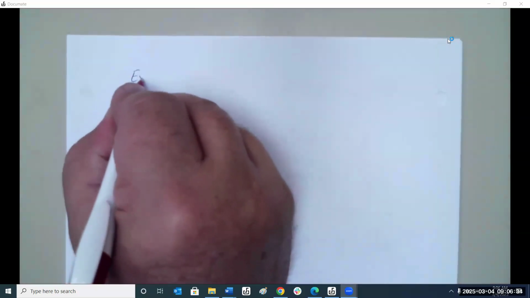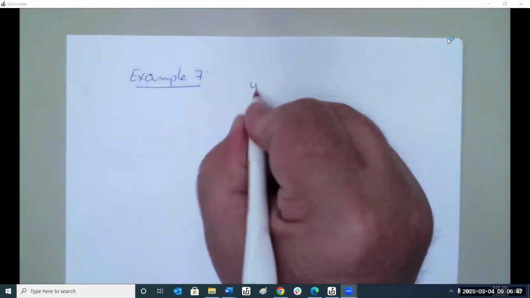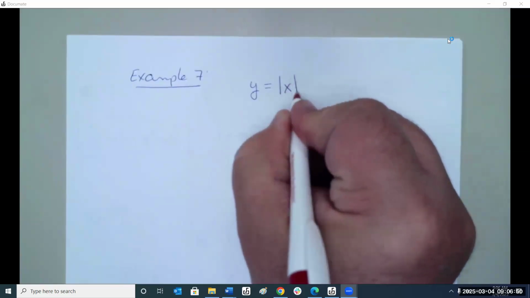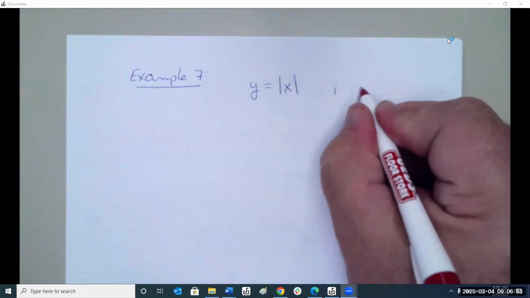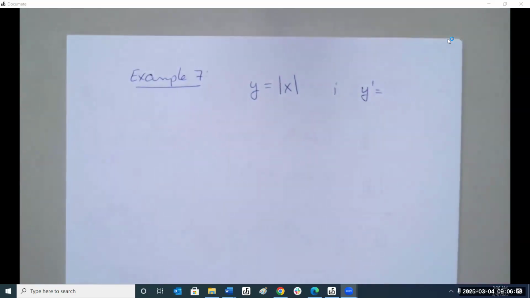All right, let's take another example. You have to remember the procedures for the chain rule. Take the derivative of the outside times the derivative of the inside. Take the derivative of the absolute value function. This is an interesting question.